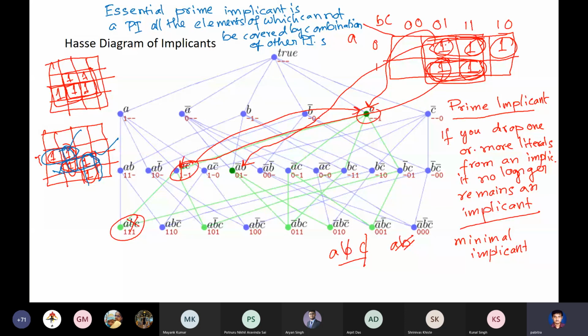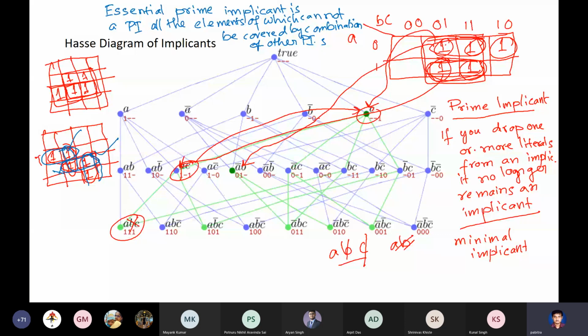Now, the remaining true minterms, you have to cover them only using prime implicants if you want to have a minimal expression. You cannot cover them using just implicants. Then you have not done a reduction. You have not done an elimination. Right. So this is the rule.